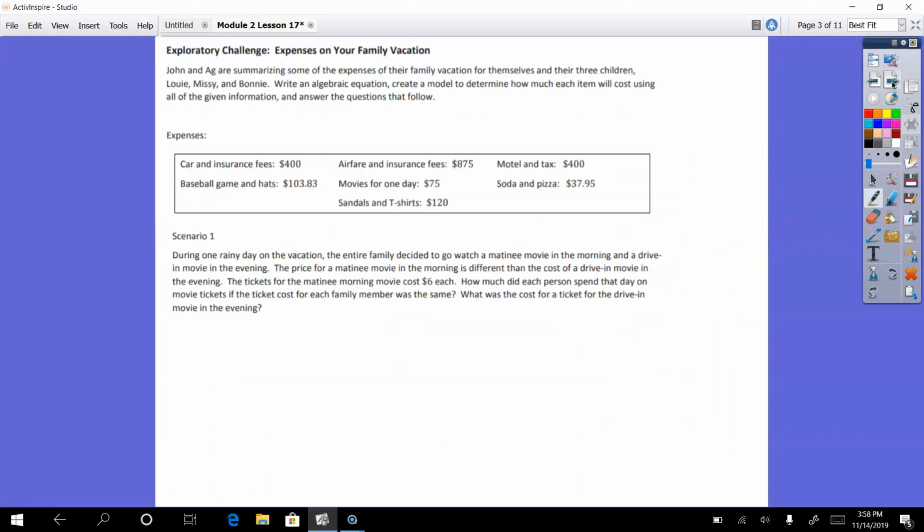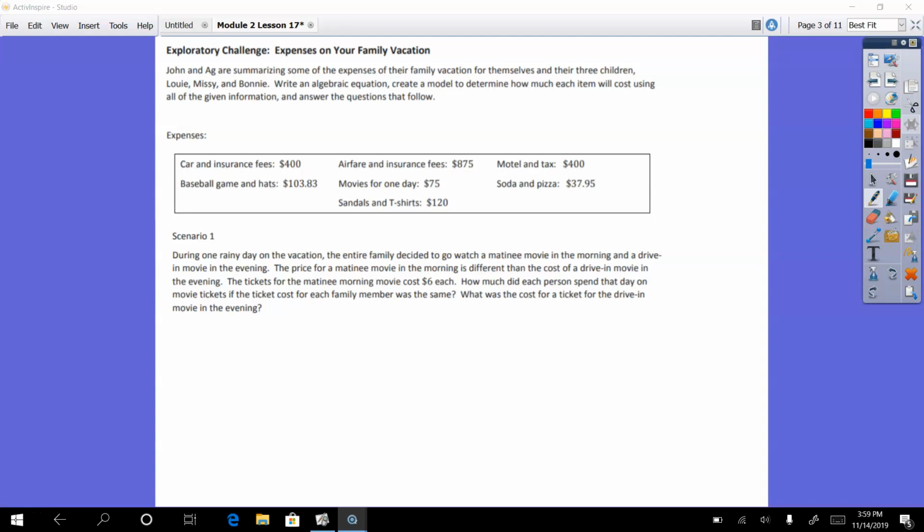Okay. From there we go on to an exploratory challenge. In your book you have this exploratory challenge with the expenses. You will be getting these scenarios. So pause the video in order to get your scenarios.